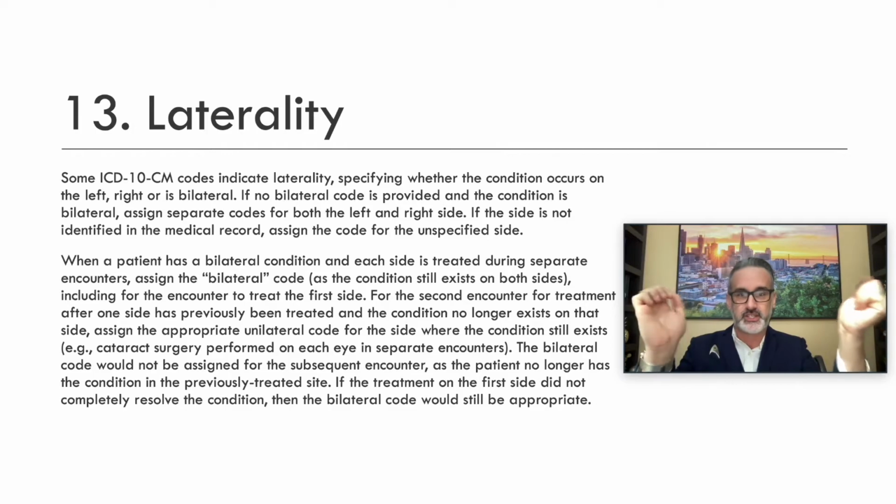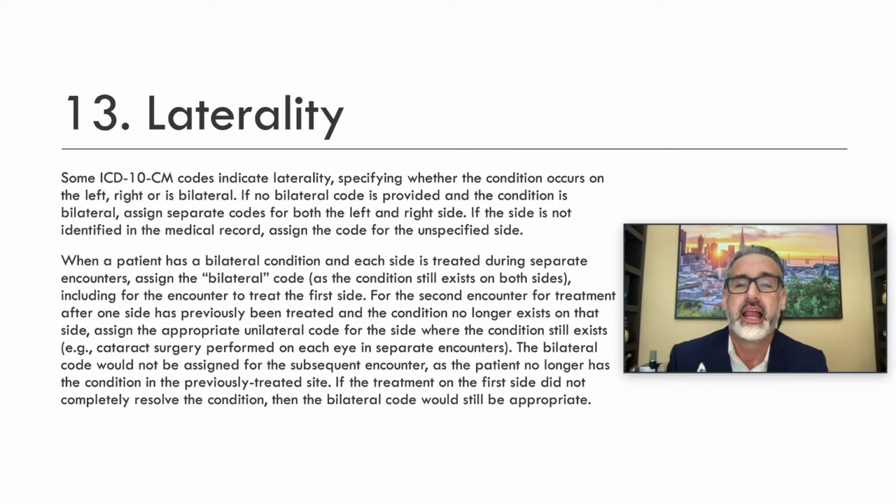So let's say a patient has a condition bilaterally, on the patient's wrist, and then the right side clears up, but the left side does not. The patient comes back in for a follow-up visit, so the right side diagnosis is gone and they only have it on the left side. Then we would choose the appropriate left-sided code for the laterality. We would not choose the bilateral code anymore, because the patient does not have the condition bilaterally anymore, just on the left side.